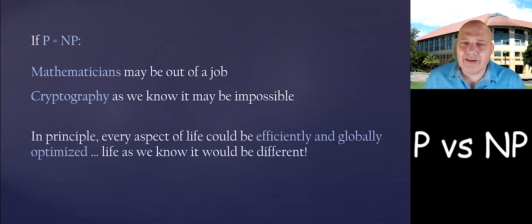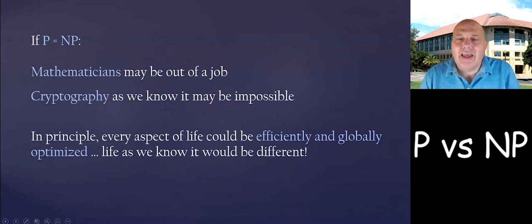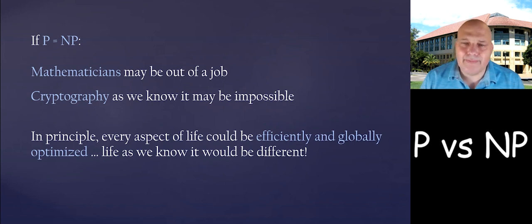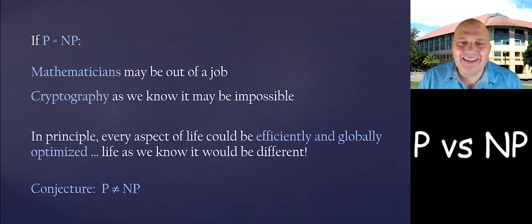In some sense, every aspect of life could be efficiently and globally optimized. Everything that we can acknowledge and appreciate as a good solution, we can actually find it. Fortunately for mathematicians, we conjecture that P is different than NP. Proving that would also tell us a lot about computation. We are so far from being able to prove it, but once we prove it, we'll be able to say a lot.